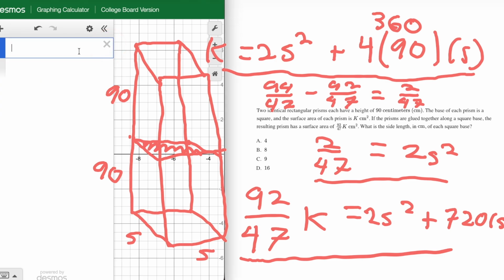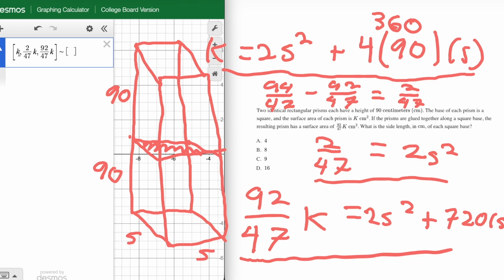What we need to do is we just write the brackets, a tilde, and then the brackets again. And then on this left-hand side, we just write the stuff on the left. So this k, 2/47, and 92/47k. So first I'll write k, comma, 2/47 k, comma, and then 92/47 k. Okay, and then on this side, we write the stuff on this side. So this, this, and this.